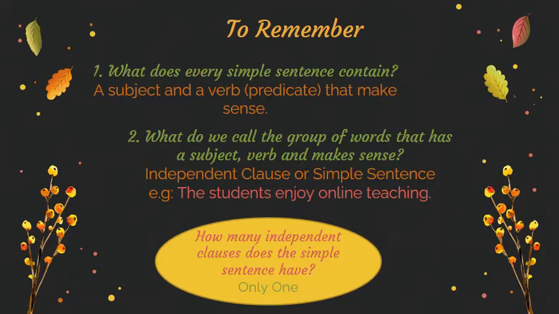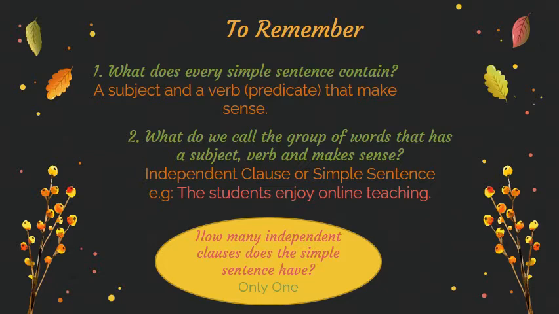Every simple sentence, or complete sentence, must contain at least only one subject and a verb, a complete predicate, and a complete idea. So it must contain a subject and a verb and a complete idea to be a complete sentence. When the group of words has a subject, verb, and it makes sense, we call it a simple sentence or an independent clause.